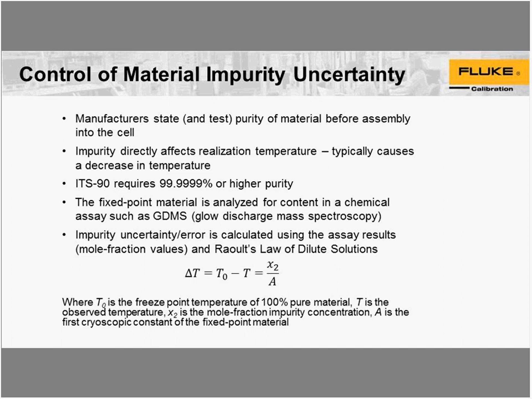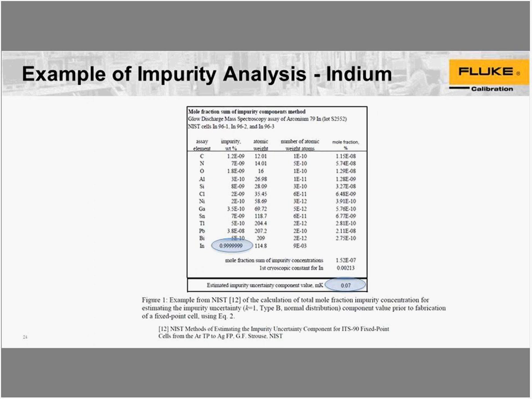So the main thing to take from this is that impurities in the fixed point material cause a decrease in temperature. But once the material is loaded into a fixed point cell, you can no longer do a mass analysis on the material. Now you're subject to using other techniques to try to estimate what the impurity is. Just start off with highly pure material and then hope, or make sure, the manufacturing process doesn't do anything to change the impurity.